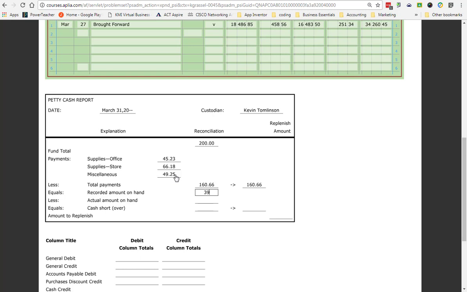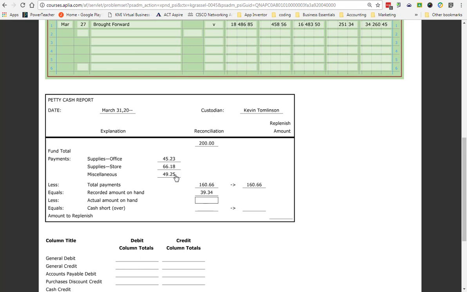I got $39.34. Sometimes I get math off, but we're having some struggles with math. Mathematically, I took 200 and I subtracted the total amount of receipts, and I got this here. Basically, I just did what it said here: fund total less equals. Now, the actual amount on hand. Can anyone find in the directions the actual amount of cash we have left over?